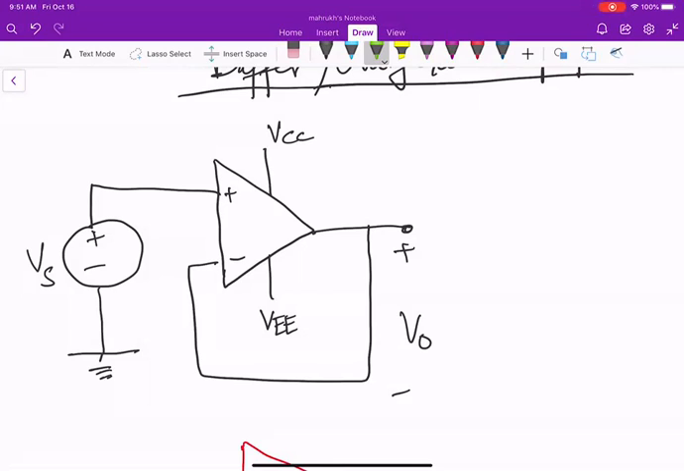Now we again want to talk about what we are saying about the ideal op-amp model. Okay.